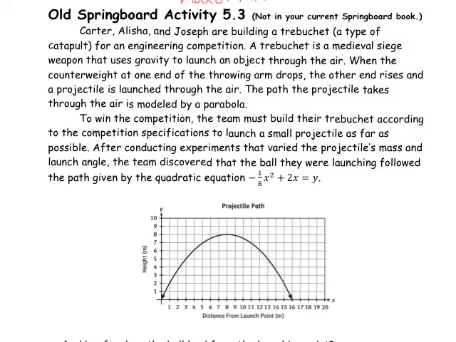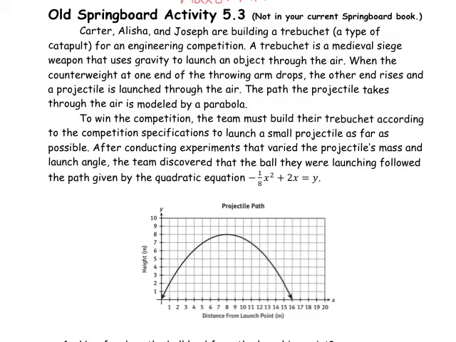Carter, Alicia, and Joseph are building a trebuchet for an engineering competition. A trebuchet is a medieval siege weapon that uses gravity to launch an object through the air. When the counterweight at one end of the throwing arm drops, the other end rises and the projectile is launched through the air. The path the projectile takes through the air is modeled by a parabola.